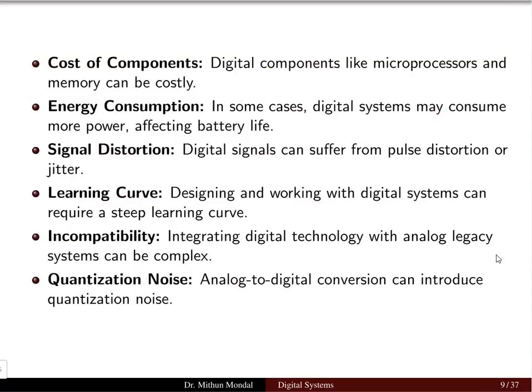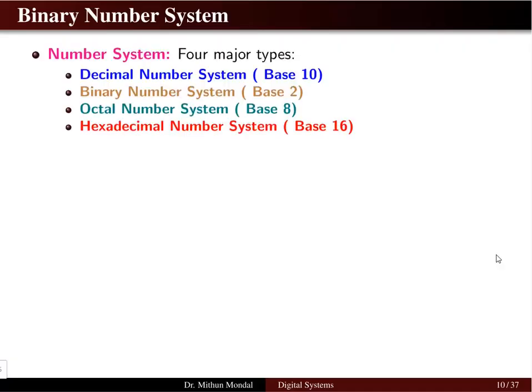Other limitations we can talk about are the cost of the components, the energy consumption, the signal distortion, the learning curve, because we have a steep learning curve here, the incompatibility of the digital technology with the analog legacy, and the quantization noise. So although the digital systems have now overtaken the analog system, still yes, some disadvantages are there.